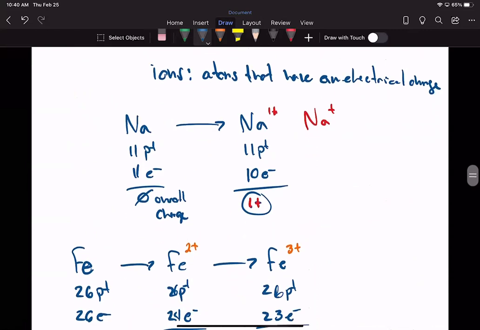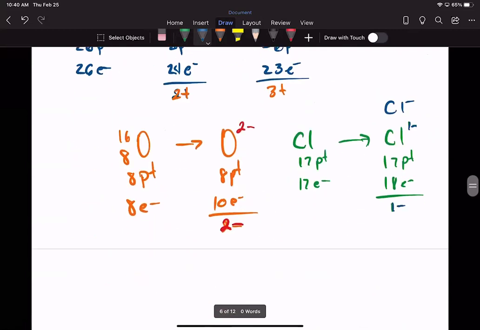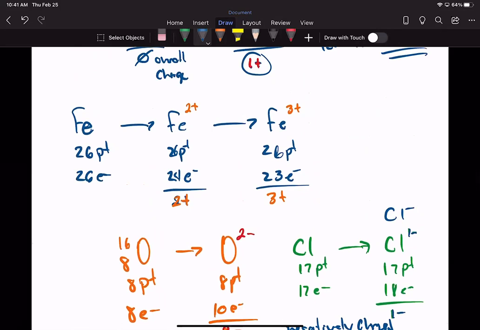Any ion that's positively charged is a cation. A negatively charged ion is an anion. These are the terms that you're going to hear me say. When we're talking about these, I'm going to say cation, I'm going to say anion. I'm not going to say negatively charged or positive. I'm just going to say cation, anion, and those are the terms I'm going to be using.